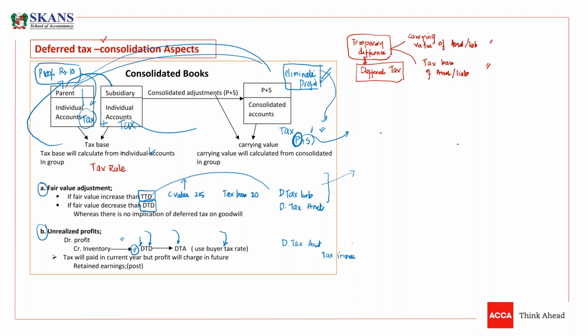The entry would be deferred tax asset to tax income. So this is what we need to do. And obviously when we book income, this will decrease this tax. I hope everyone is clear on unrealized profit as well. And maybe you will see that there is a taxation impact on unrealized profit in your upcoming attempt.